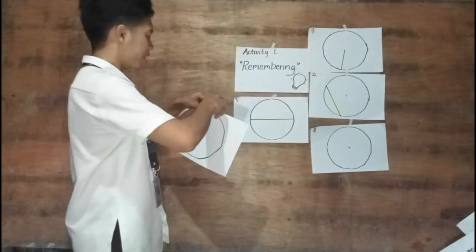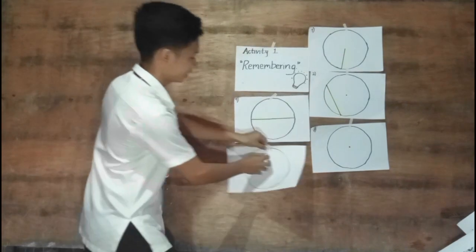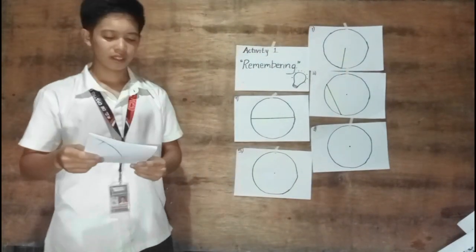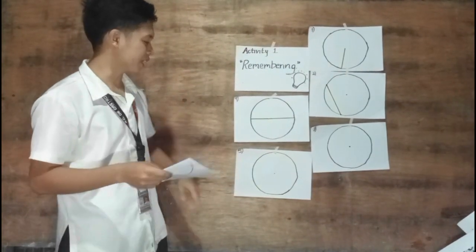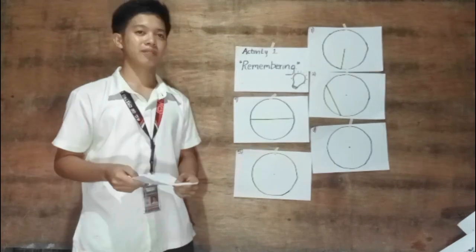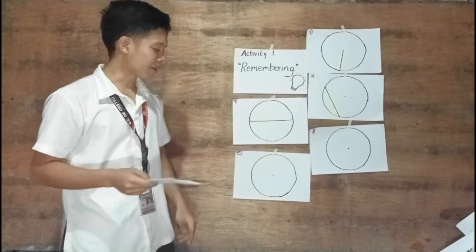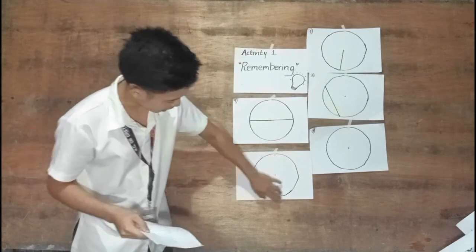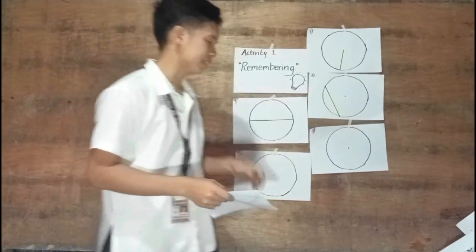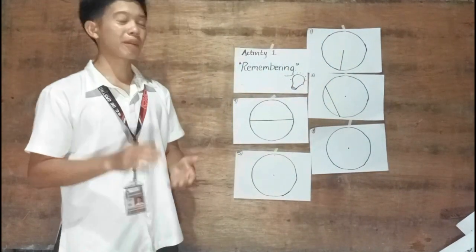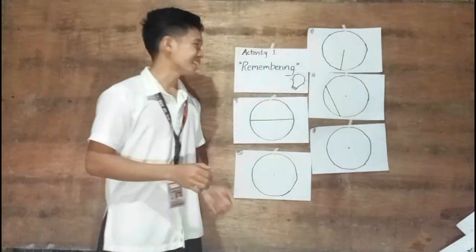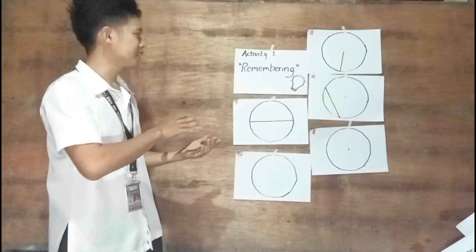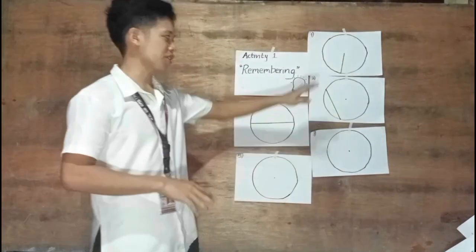And last, for number 5. Okay, Miss Lopez. So, ano sa tingin mo yung in-illustrate ng number 5? Circumference po, sir. Okay, tama. That is the circumference. Yung pinaka-gilid ng circle. So, palakpakan para sa lahat. Okay, nakita naman natin na natalakay natin nung nakaraan last meeting which is about the parts of the circle.